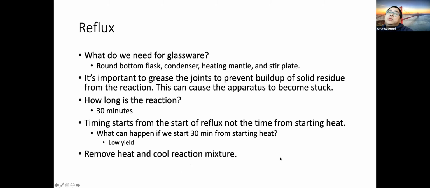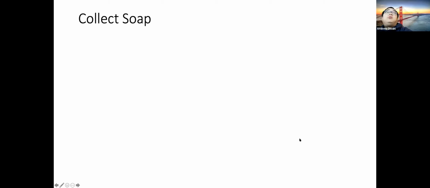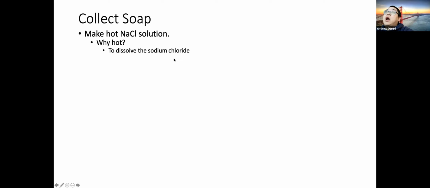Okay, so after your reflux, you're going to remove the heat, let it cool. Then we're going to collect our soap. So we need to make a hot sodium chloride solution, and that's because we need a saturated solution to precipitate the soap. So why hot? It's so we can dissolve the sodium chloride, because dissolving 25 grams of sodium chloride in like 75 milliliters of water, that's not enough to dissolve all of it. So we need heat to help us do that.